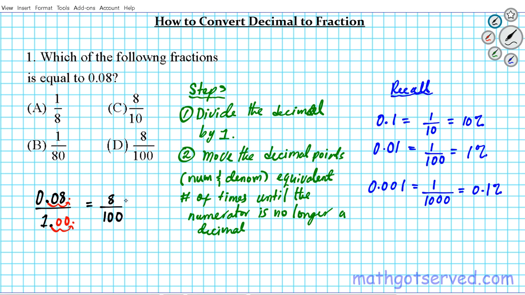Of course, this can be reduced by dividing top and bottom by 4, which will give you 2 over 25. But in this particular question it is the intermediate format that we're looking for. Alrighty, so the answer to question number 1, the fraction form for 0.08 is 8 over 100, option letter D.